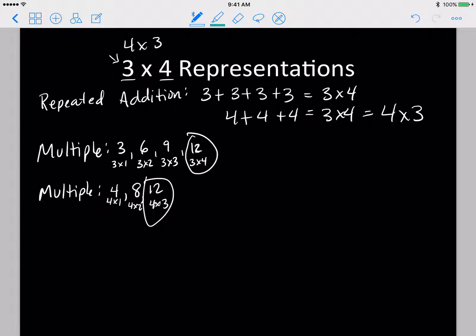This is a good strategy, and I think one that's going to be very efficient if you don't have the facts memorized, and would be good for you all to use in 4th grade if you can practice this. That would be great.